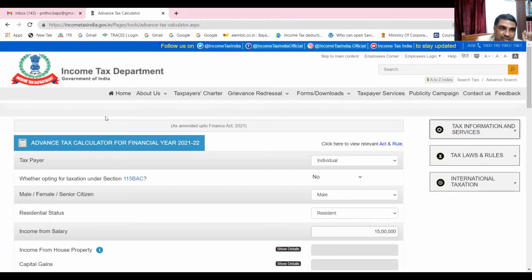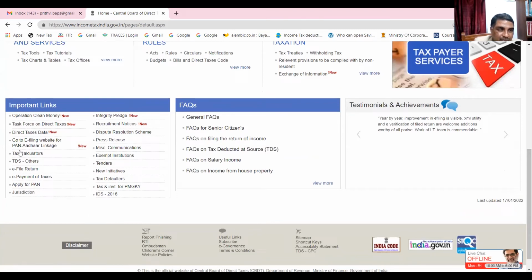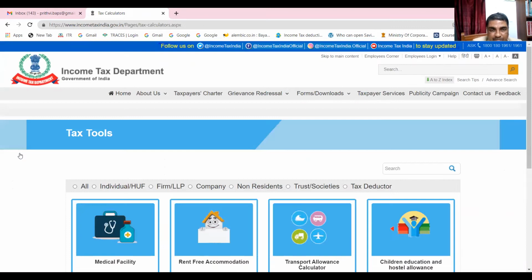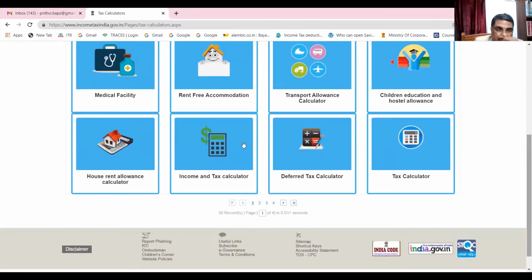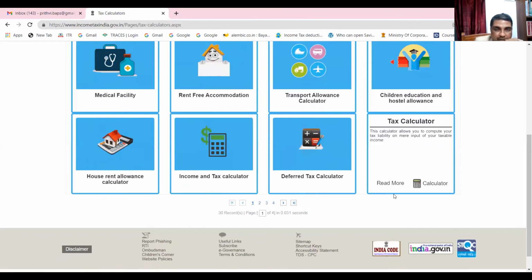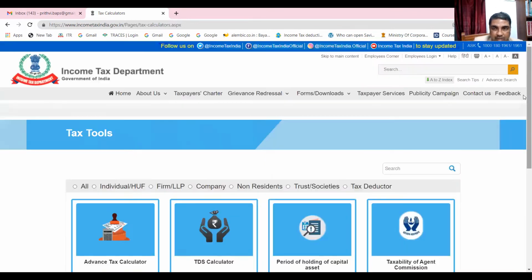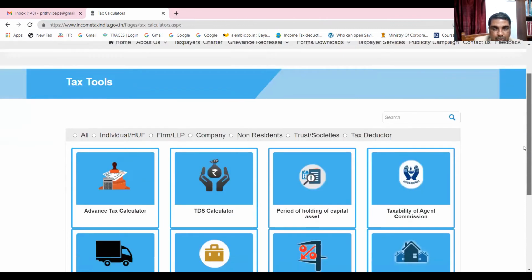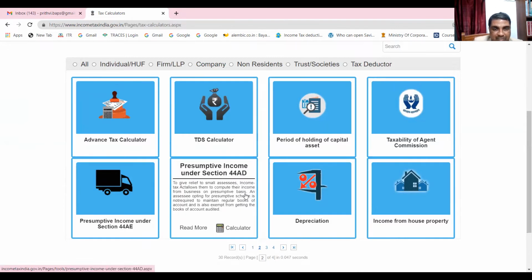And similar to that, you can use other calculators also. Just like the income tax calculator, you can also use the TDS calculator. I can again take you here, tax calculators. Okay. I wanted to show you the TDS calculator, right? Let me go to the second page. Yeah, the advanced tax calculator I had shown you. Now you see tax calculators. Here you can also see the presumptive tax calculators.